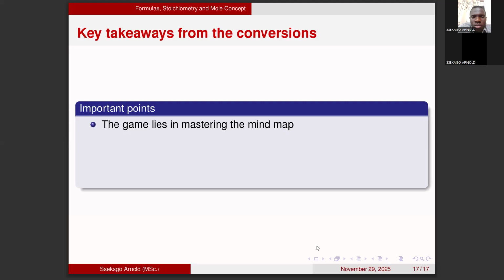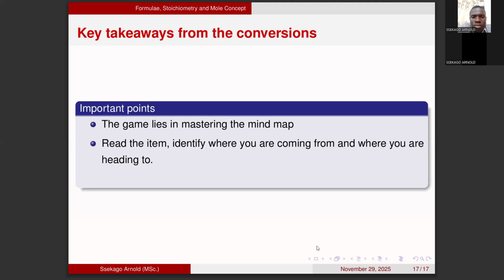The mind map shows you how to convert from different units as far as mole concept is concerned. In mathematics, you may be having a mind map of converting from kilograms to grams, from kilometers to meters. You never know. But the mind map I'm emphasizing here is the one that has different units: atoms to moles, moles to mass, volume to atoms, etc. So the game lies in mastering the mind map. That is the first important point.